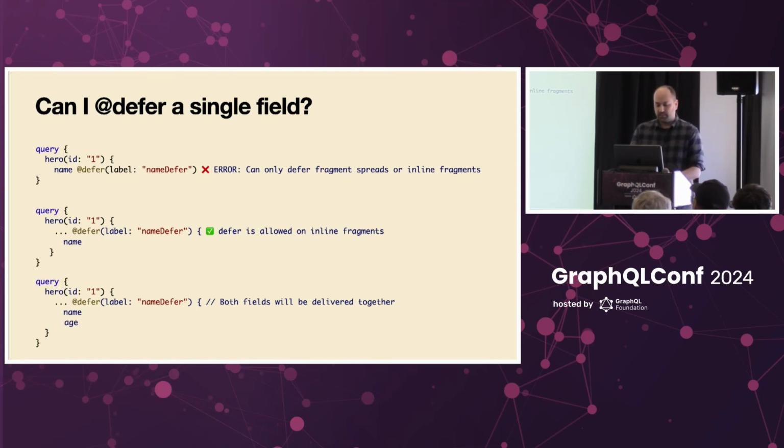So you want to group all the fields for that component into a single deferred fragment. They're all going to be returned together, and then you can render your component without having to manage loading states of each individual field.